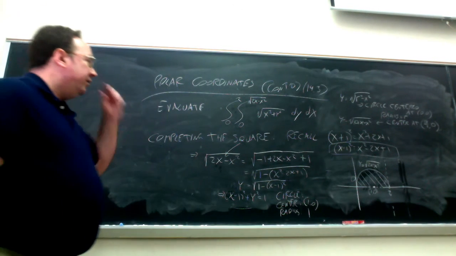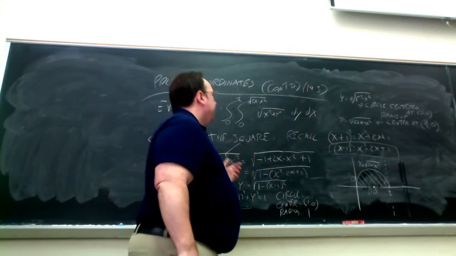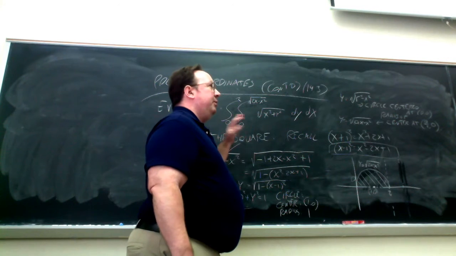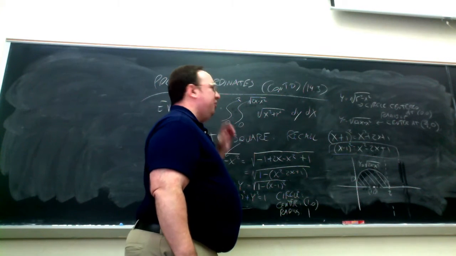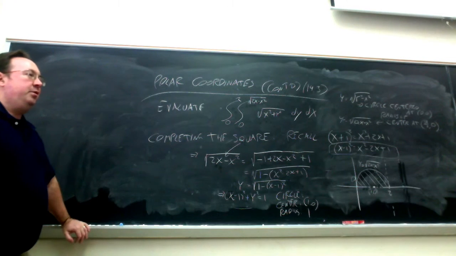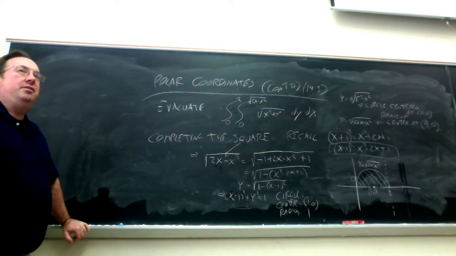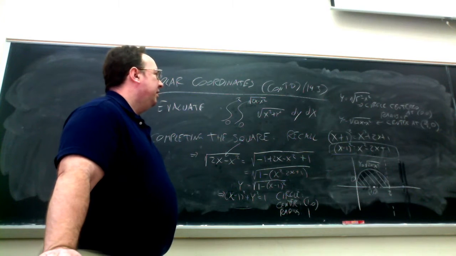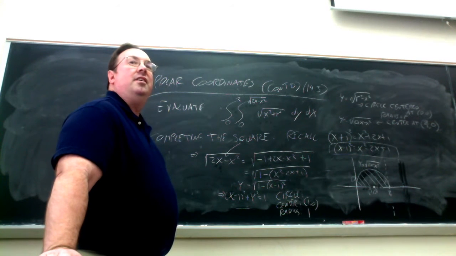for evaluating this integral. Because once we convert it to polar coordinates, the limits will be the hard part. The easier part will be the integrand. So what exactly are we going to be integrating in terms of as a function of r and theta? Because we have to convert the integrand to polar coordinates.